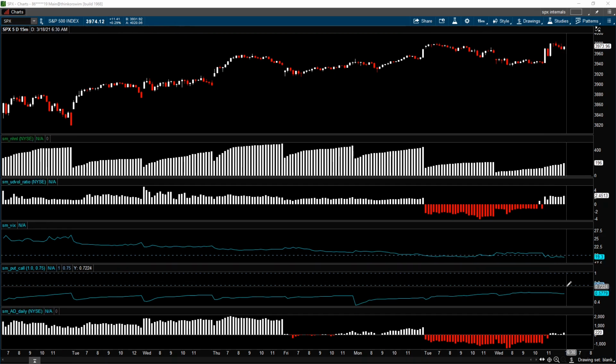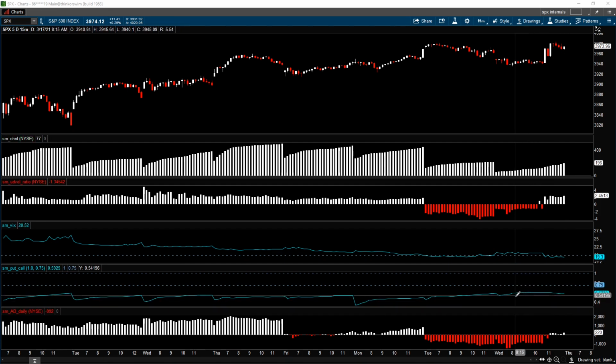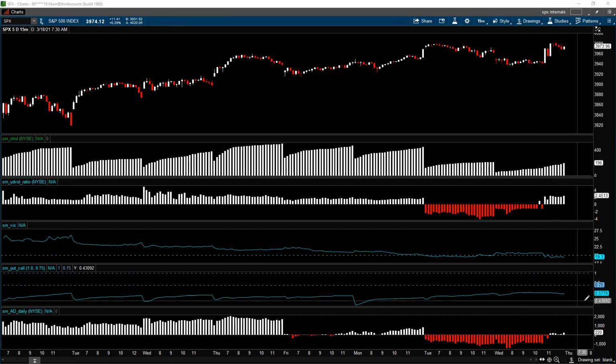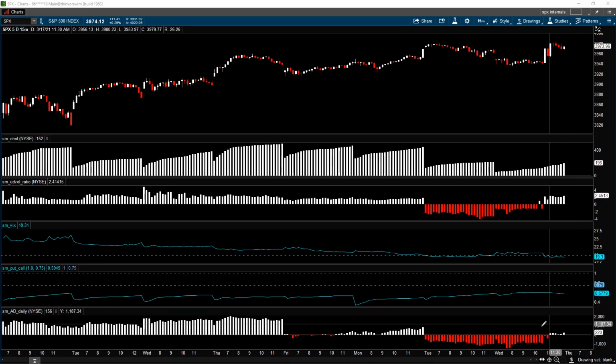Now, the put-call ratio didn't do too much. It didn't change that much. It had basically been hovering around the 0.55 area, 0.55, 0.57. So it finished the day near the 0.577 area. But notice the advance decline, right?